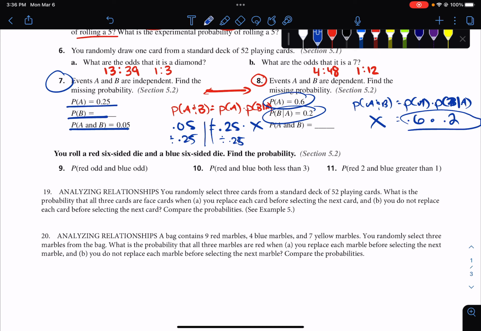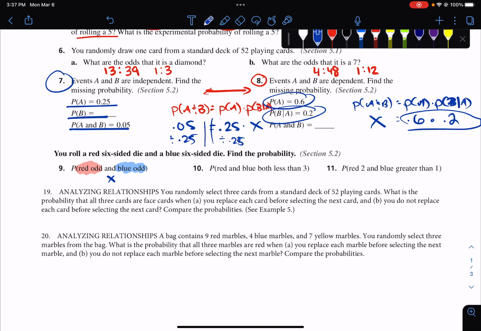You roll a 6-sided die, a red 6-sided die, and a blue 6-sided die. Find the probabilities. This notation is going to be important. The probability of getting a, remember that P means probability, and whatever is inside is what you're finding the probability of, right? So probability of getting a red odd and a blue odd. I remember that and means I'm going to multiply something. And all I have to multiply is the probability of the left side times the probability of the right side.